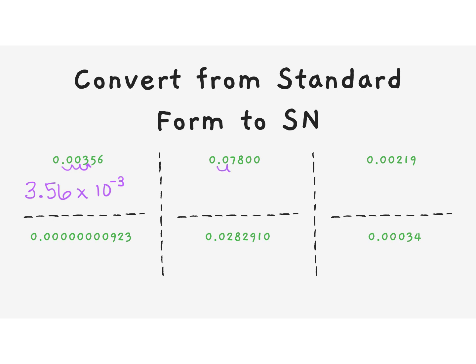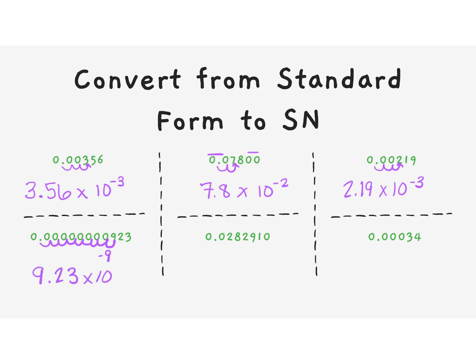We're going to move 1, 2, and we have 7.8 times 10 to the negative 2. You'll notice that we got rid of these zeros in both of those. Moving on, we're going to move 1, 2, and 3 again. So we have 2.19 times 10 to the negative 3. Lots of movement here. We're going to go 1, 2, 3, 4, 5, 6, 7, 8, 9. I'm going to write down negative 9 so I don't forget. 9.23 times 10 to the negative 9.